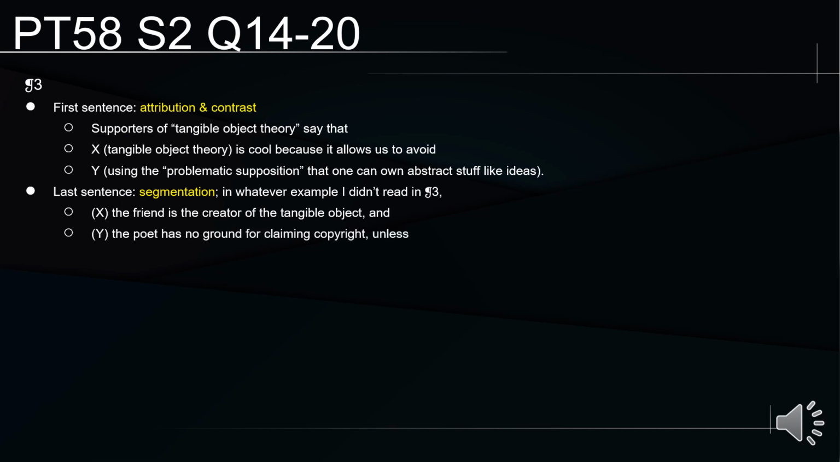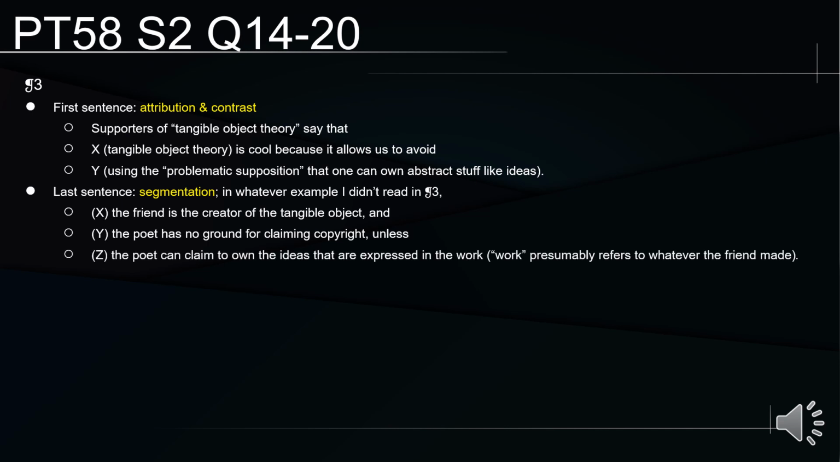The poet apparently has no ground for claiming copyright on an object unless the poet can claim to own the ideas that are expressed in the work, and the work here presumably refers to whatever it was that the friend person made. So there's three things to unpack from this rather long sentence here. The friend created the object. The poet has no copyright on it, unless the poet can claim to own the ideas that are expressed therein.